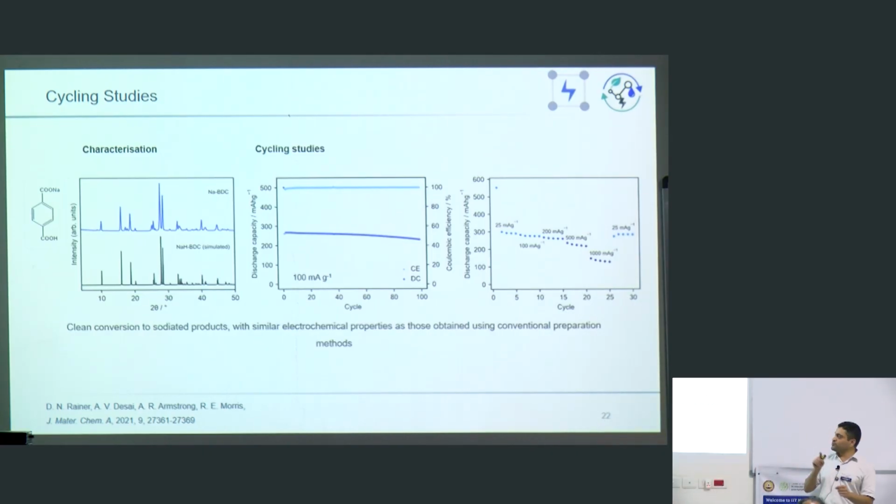And the way to access every possible active site is to reduce the particle sizes in a controlled manner. Of course, you don't want to crush it and make it amorphous, but you want to ensure that the particle sizes are small enough so that you get very good capacities, and you can do such kind of experiments even at very high current densities.